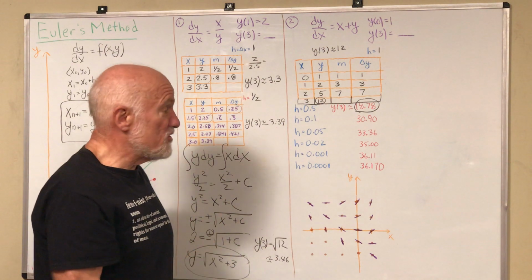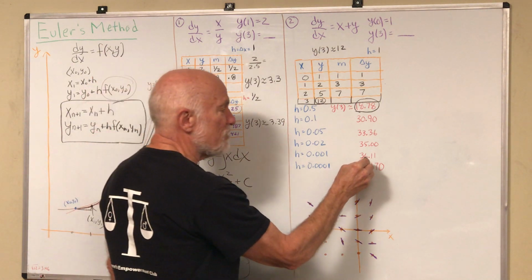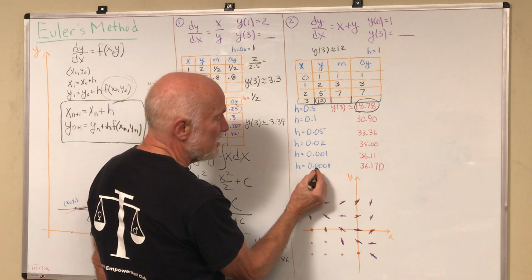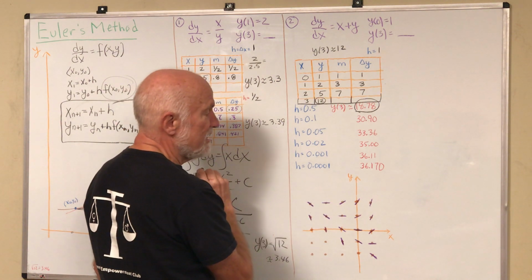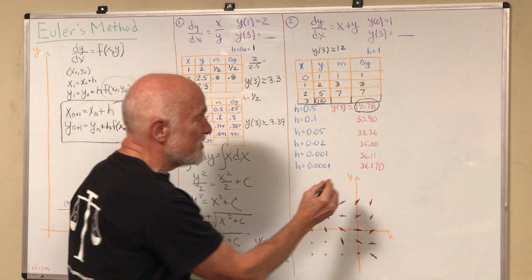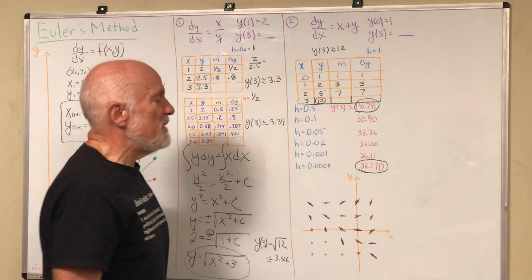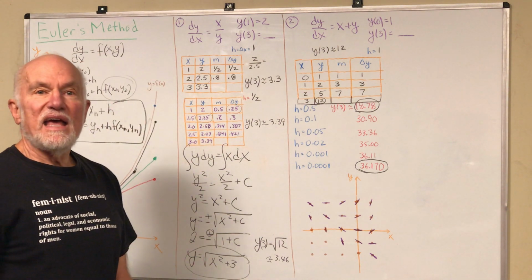I'm glad the computer's doing it. And it's 36.11. And then I went to 0.0001. So in 30,000 steps, it came out to be 36.17. So I bet you that is pretty accurate.